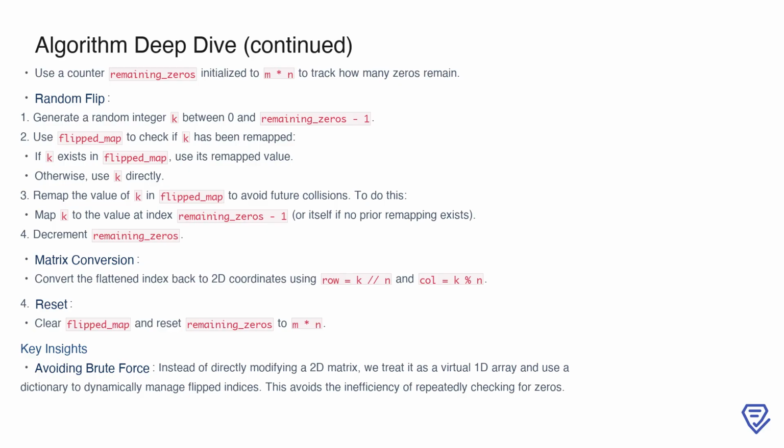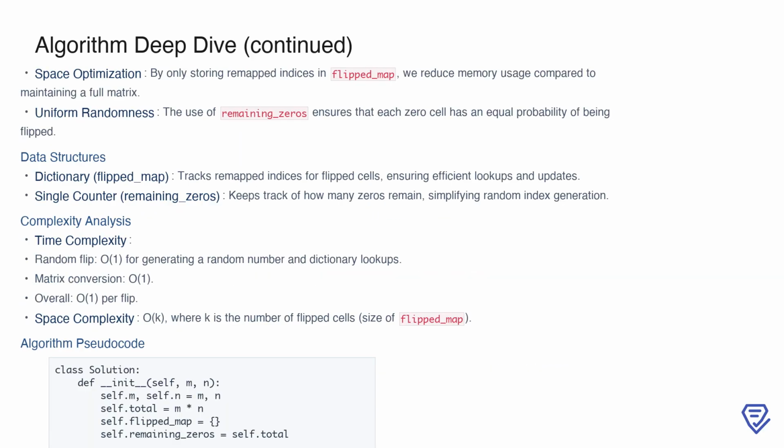Finally, we convert the selected index in the 1D array back to its corresponding 2D coordinates using simple arithmetic. The row is obtained by dividing k by the number of columns, and the column is the remainder of k divided by the number of columns. This approach offers some important benefits.